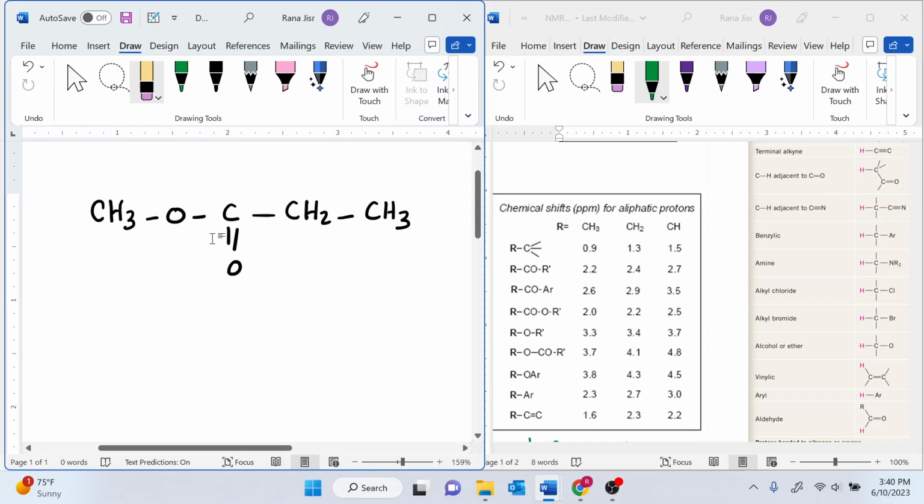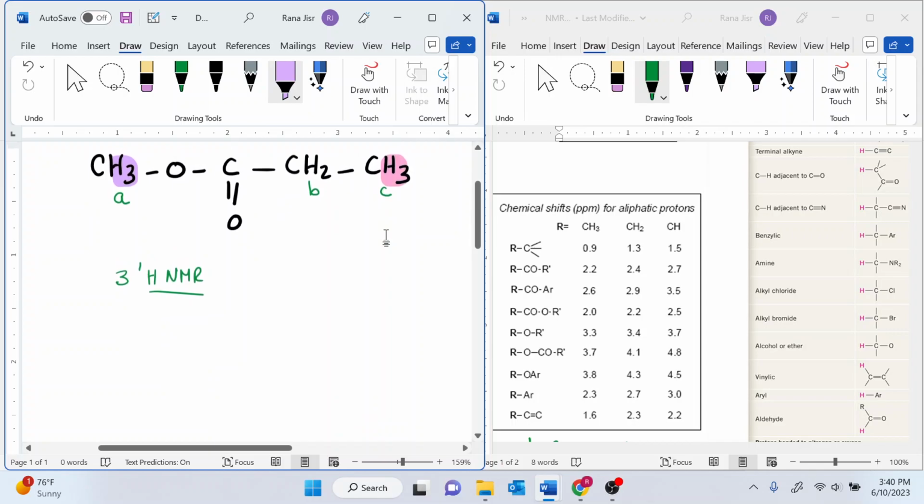So let's say, for example, I have this ester and I want to interpret its proton NMR. First of all, the number of signals: I have a signal for each CH3. This is proton A, this is proton B, and proton C. So I'm going to see 3 proton NMR signals. Now, of course, there is a big difference between proton C and proton A. Even though both are CH3s, proton C is connected to the CH2, so that is going to show further upfield compared to proton A that is connected to the oxygen.